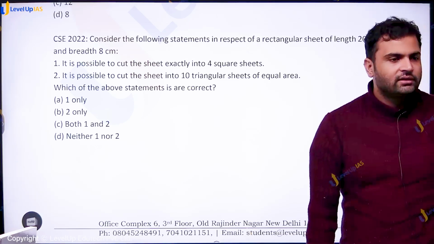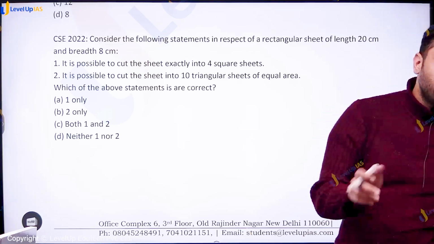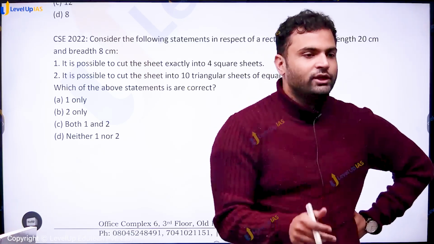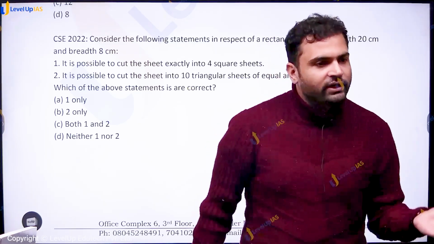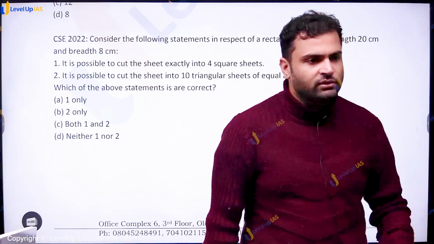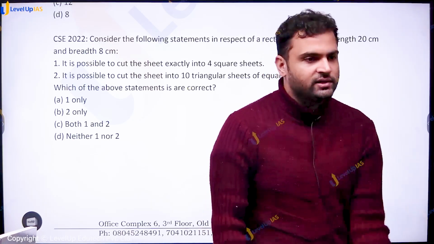No, the sides... the square should be a square. A square should have all sides equal and all angles 90 degrees. But one square can have size 4 by 4, another square can have size 8 by 8. That is okay.